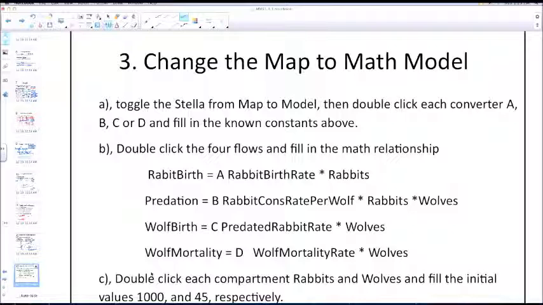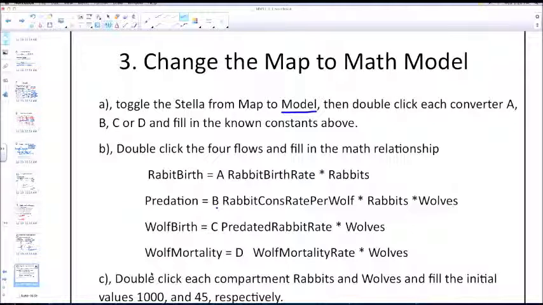To change the map into a math model, you need to toggle Stella from the map to the model. That's the third menu on the vertical bar. And then double click all the 4 converters and fill in all the numbers like A, B, C, D. A is 0.2, B is 0.002, C is 0.001, D is 0.25, if I remember right.